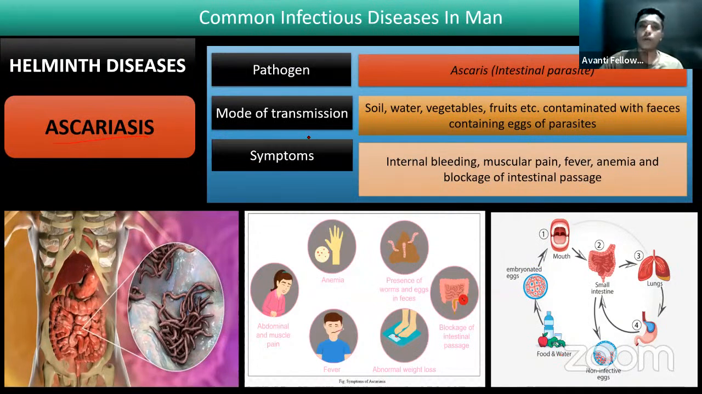Let's see what the symptoms are. Because it attaches to the walls of the small intestine, it causes excessive internal bleeding. There is muscular pain, and your body pain will be sustained. There is fever and anemia. The anemia is because of the loss of blood, and people will lose a tremendous amount of blood here. There is also blockage of the intestinal passage, and usually a passage of blood during excretion, and excruciating pain during defecation can be experienced with the symptoms of ascariasis.